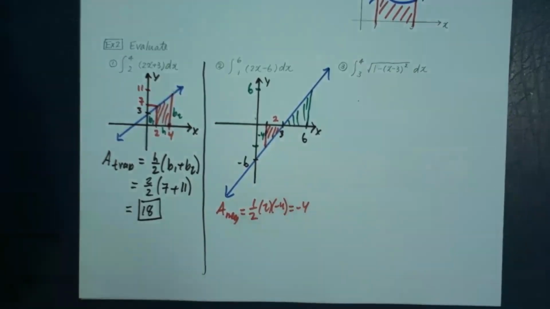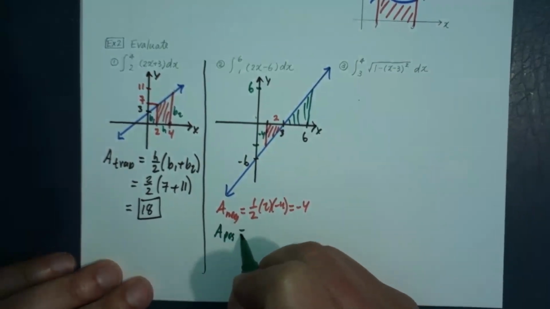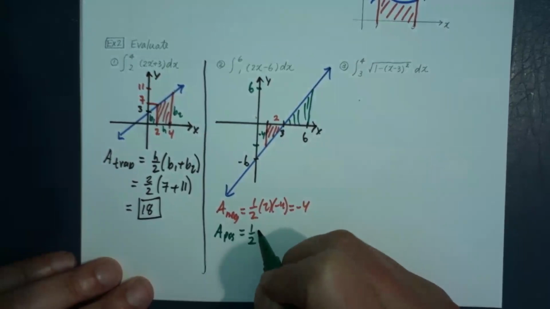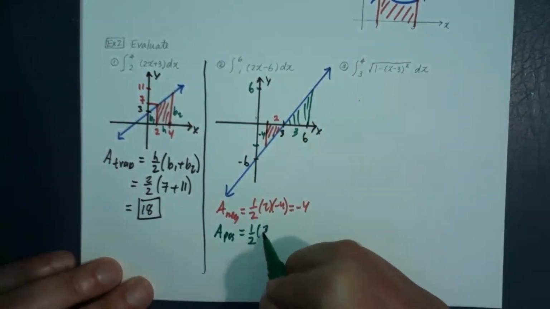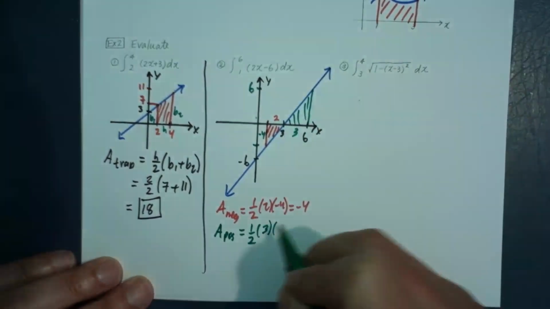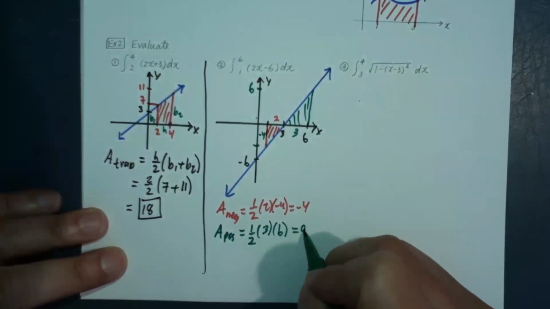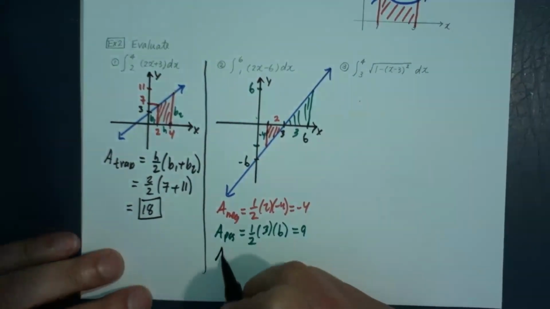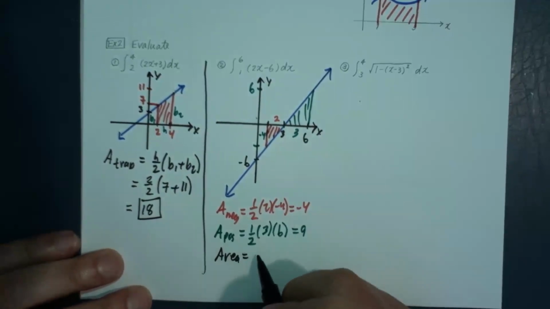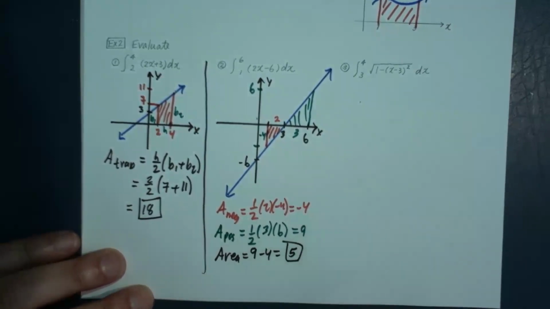And the green area that's above the x-axis is going to be positive. That's going to be 1/2 times the base. This here is 3. And the height is 6. So that looks like it's going to be 9 to me, which means the overall area is going to be 9 minus 4, or 5.